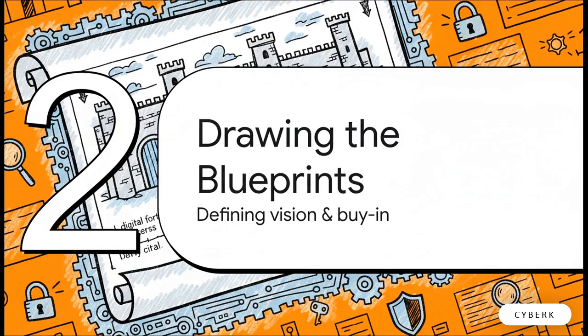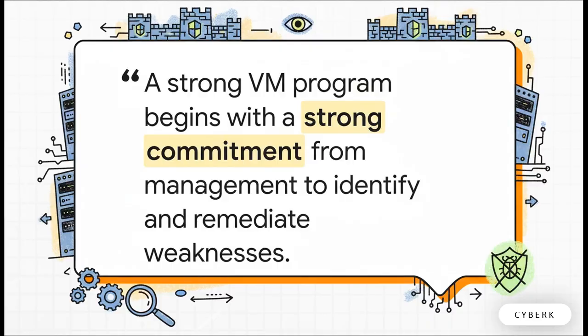Okay, so we've got the foundation down. Now it's time to draw up the blueprints. This is where we define the high-level vision for our fortress, and, this is a big one, get everyone to actually agree with the plan. And let's be really clear here, this part is non-negotiable. A strong program doesn't kick off with some fancy new tool. It starts with a clear, solid commitment from the leadership. Because without that buy-in, the second it has to compete for time or money, it's going to get shoved aside and the whole thing just crumbles.